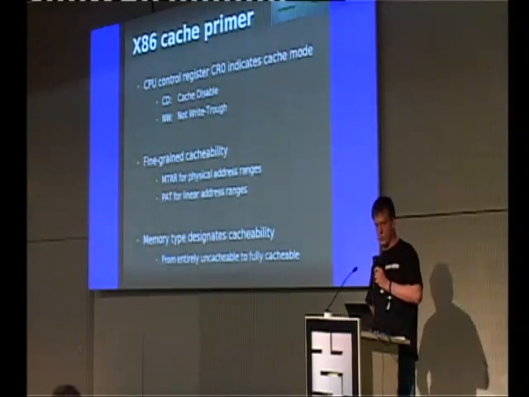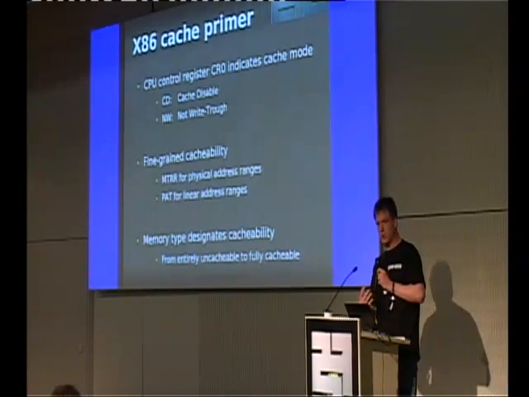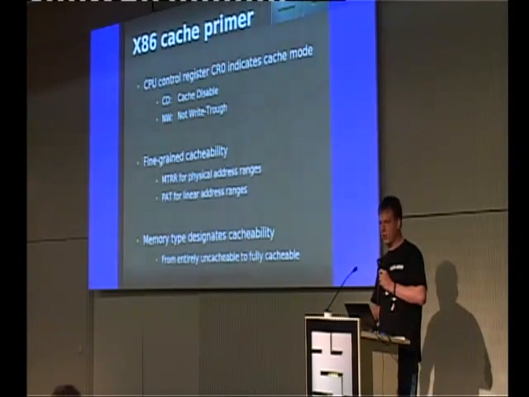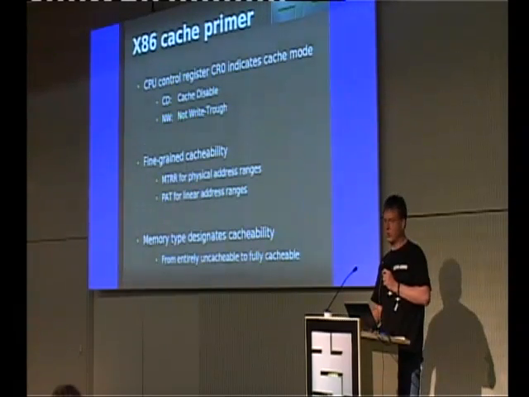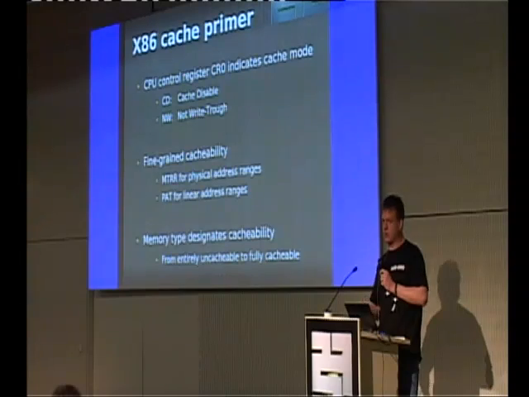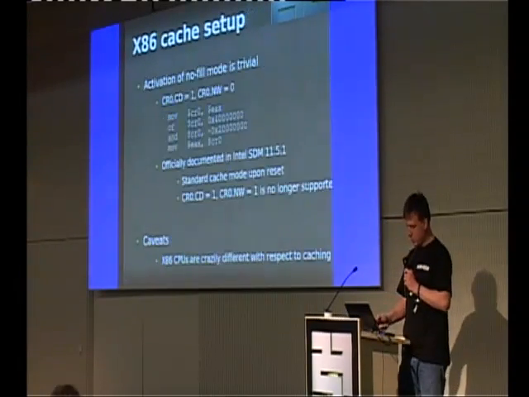And then there are different types of memory with respect to cacheability. These range from entirely uncacheable, meaning any changes will immediately get propagated down to memory, to fully cacheable, meaning it can be held as long as possible in the cache, and whenever there's a need to push it out into RAM, it'll be done.